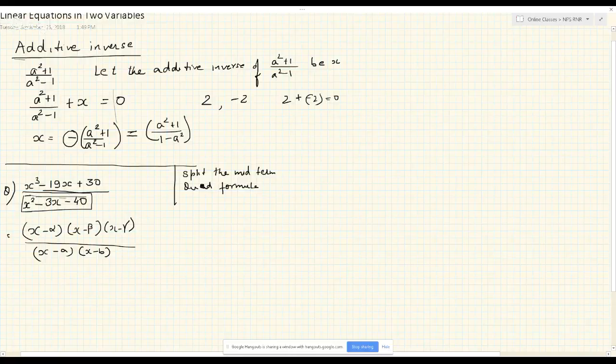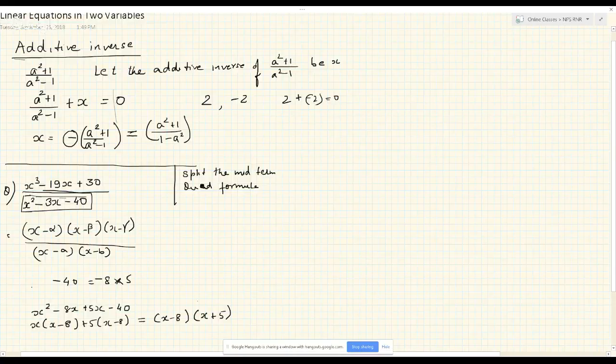So clearly if you can split the middle term, and you see the denominator is minus 3x and this is minus 40. So how do you split that middle term? Minus 40 can be written as 8 into minus 5 or minus 8 into 5, right? And the sum of minus 8 and 5 is minus 3. So I got the denominator. The denominator is x square minus 8x plus 5x minus 40. Okay, so this is x times x minus 8 plus 5 times x minus 8. So this denominator is simply x minus 8 times x plus 5.